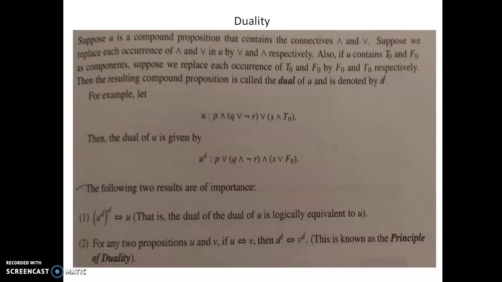See, what is U and what is U raised to d? Suppose we have any compound proposition. In the compound proposition, you already know that some of the connectives will be there, that is and, or and all.